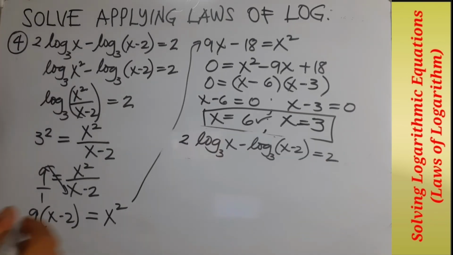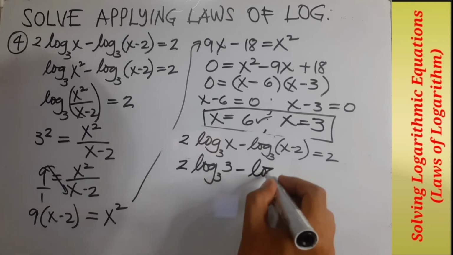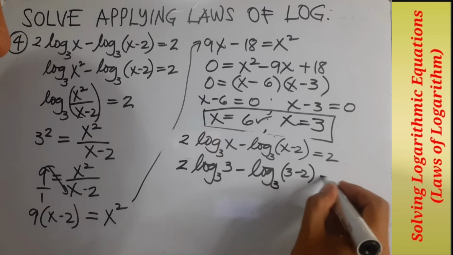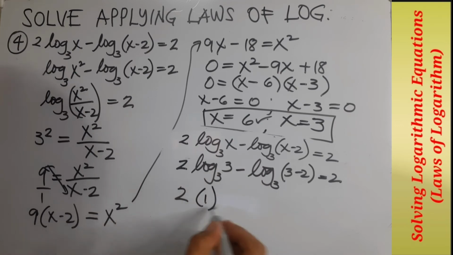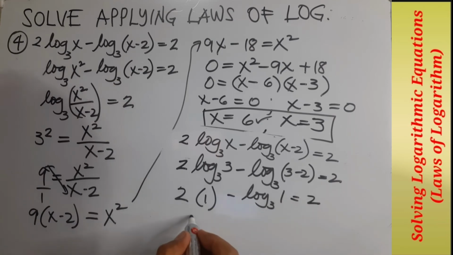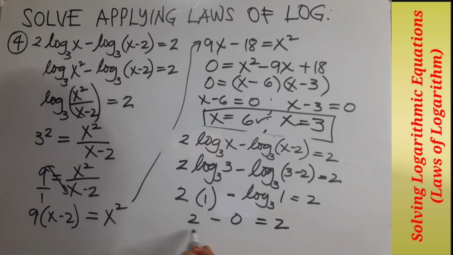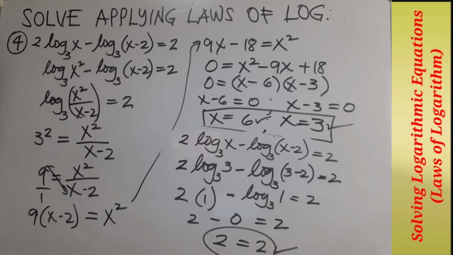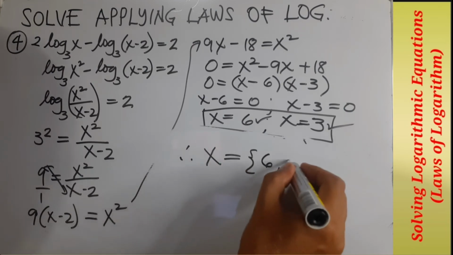To check if 3 is also a solution, substitute. We have 2 log of 3 with base 3 minus log of 3 minus 2 with base 3 equals 2. By the identity law, we have 2 times 1 minus log of 3 minus 2, which is 1, with base 3 equals 2. 2 times 1 is 2, minus log of 1, which is 0, so we have 2 minus 0 equals 2. Since this is equal, therefore 3 also is a solution. Therefore, we can now say that in number 4, the values of x are 6 and 3.